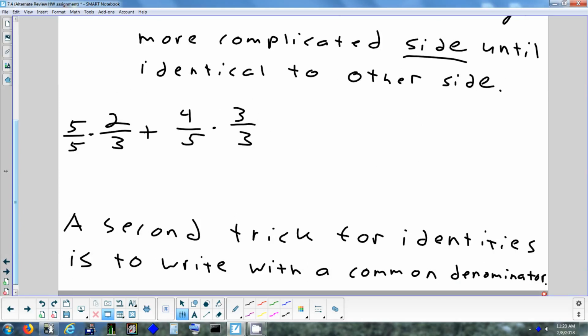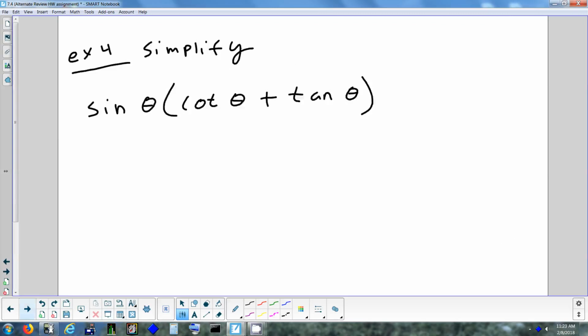We're going to do the same thing with trig. When we first look at that problem, it doesn't look like there's going to be anything to do with common denominators. There's no fractions in the whole thing right now. But as we go through it, we're going to create fractions just by the work that we do.